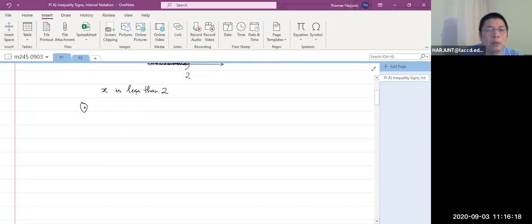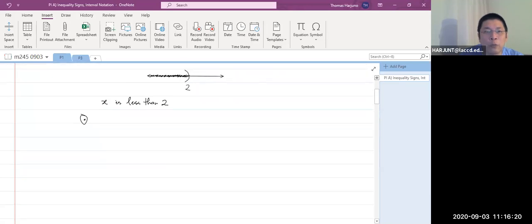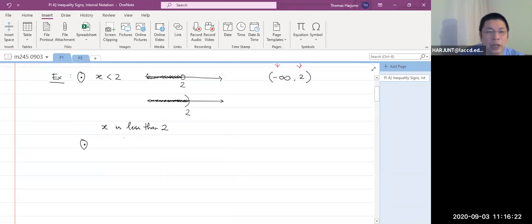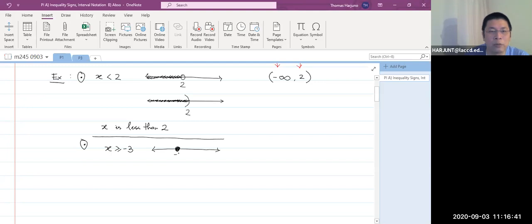Then what happens, Thomas, if we include the endpoints? If we include the endpoints, then the inequality sign will have an equal sign. Let's say x is greater than or equal to negative 3. Now you have an equal sign there. So when it comes to graphing in high school, we have negative 3, and because it includes the endpoint, we fill in the circle, right? And then we shade to the right because we want x to be greater than or equal to negative 3.